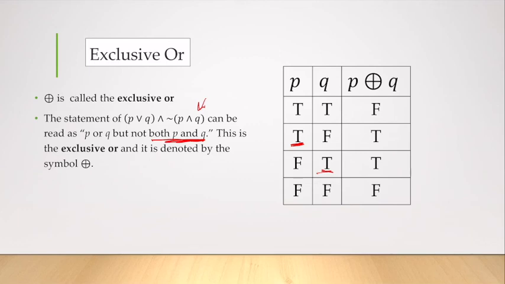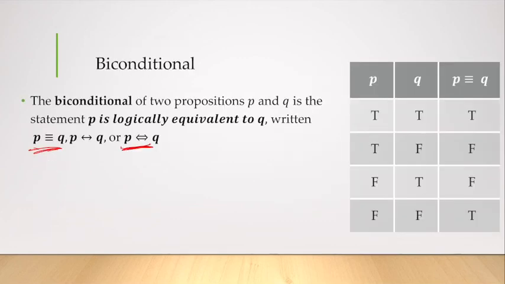Biconditional is when two propositions are logically equivalent. Last class we denoted it with this two-way arrow. Now we're going to use this triple equal sign. So P is logically equivalent to Q means they both have the same truth value, whether that truth value be true or false. So P and Q both true, that means they're logically equivalent. True and false gives us false. False and true gives us false. But if they're both false, that's true that they are logically equivalent.